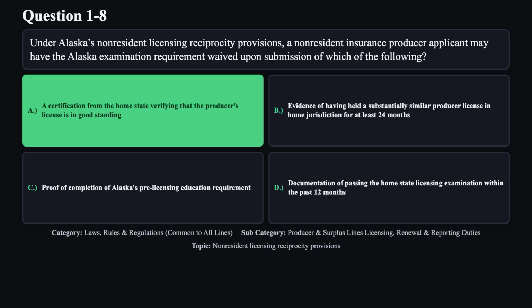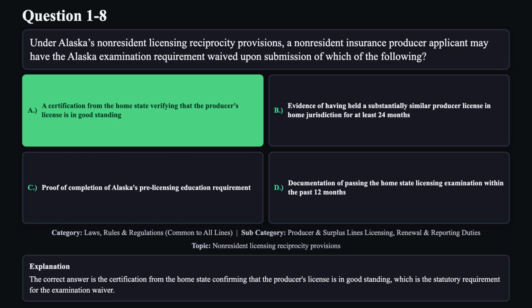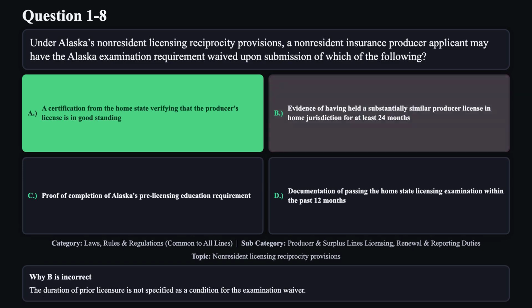The correct answer is A. The correct answer is the certification from the home state confirming that the producer's license is in good standing, which is the statutory requirement for the examination waiver. Reason B is not correct. The duration of prior licensure is not specified as a condition for the examination waiver.